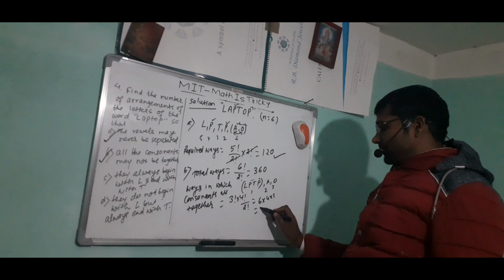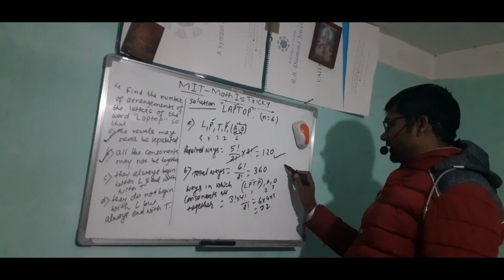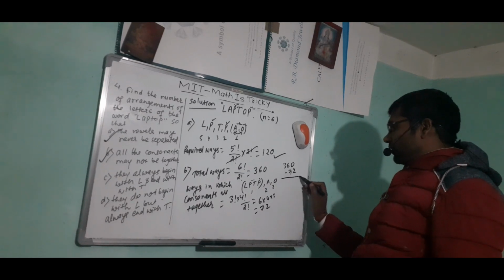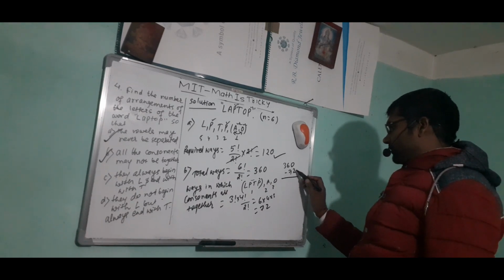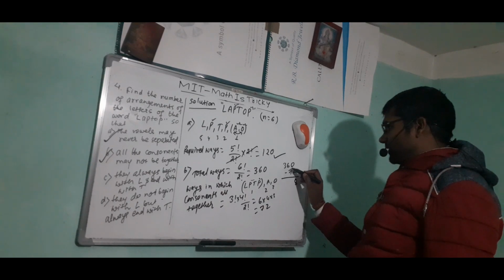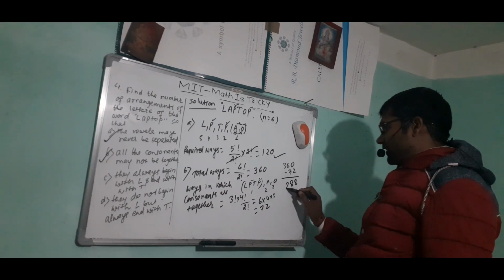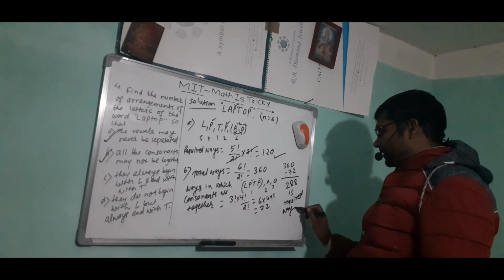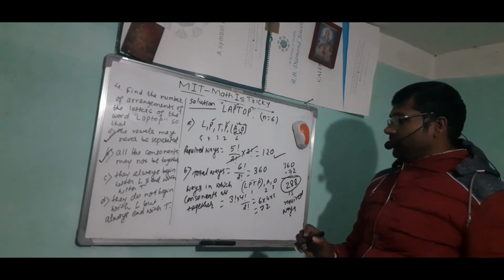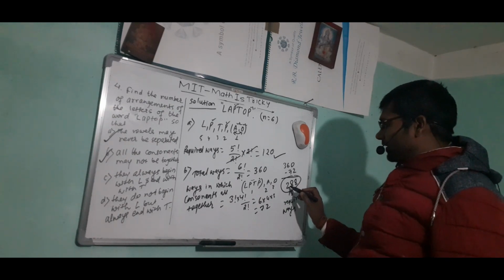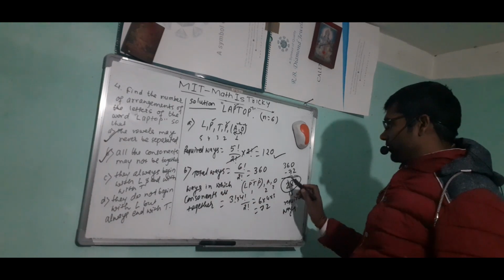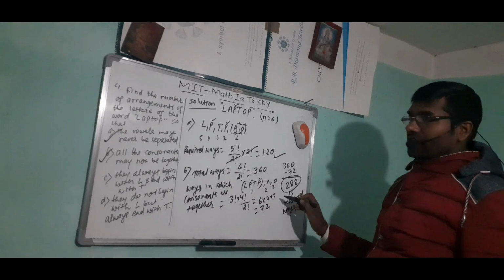And if we subtract 360 minus 72, it gives the required ways in which consonants will not come together. The total number of ways will be 360 minus 72, which is 288.